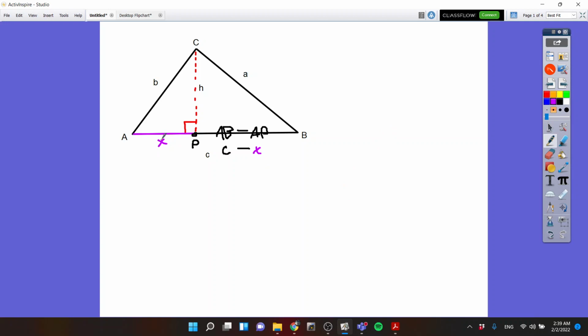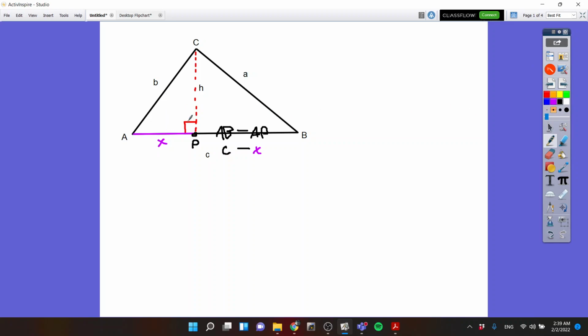And I'm doing that because we don't really like X or H. We would like to get down to the sides and angles in this triangle. And those sides are small a, small b, and small c, and the angles are big A, big B, and big C. So I want to get down to just those. I would like to get rid of X. That's why I'm keeping it in purple. So great, here's our next step.